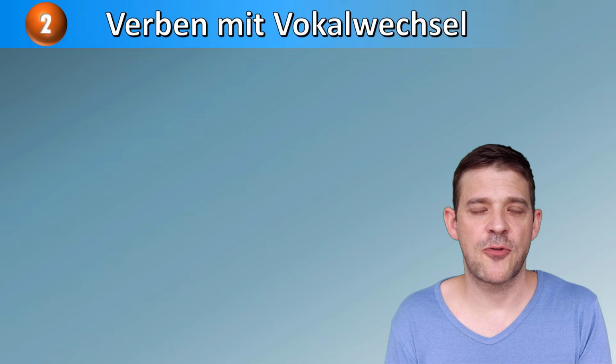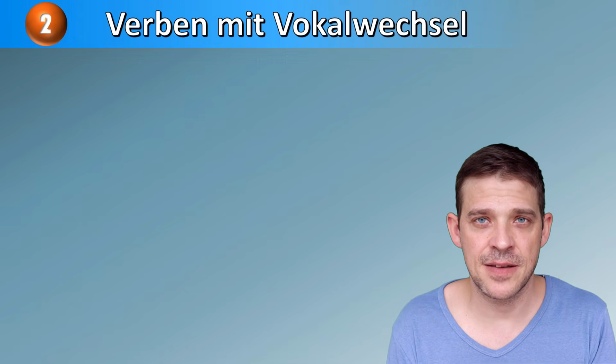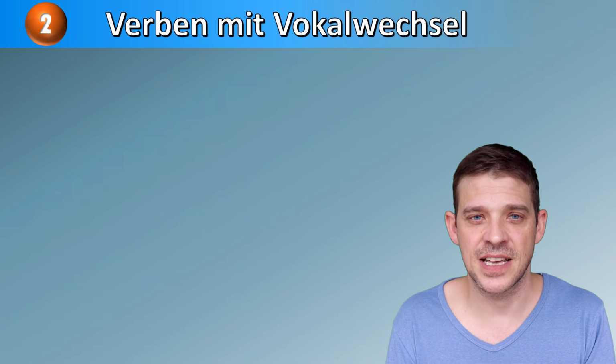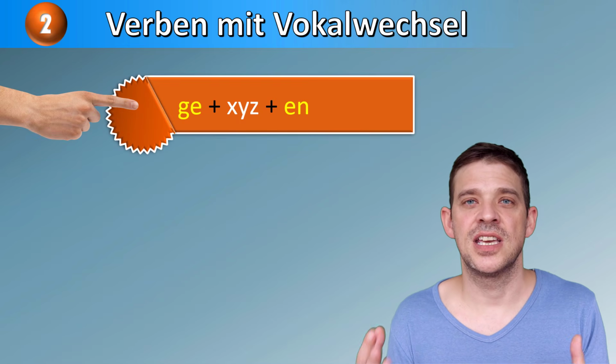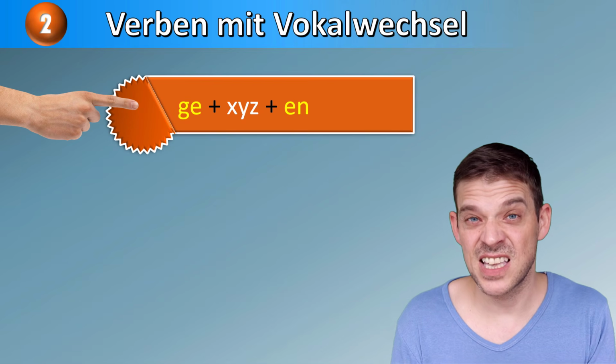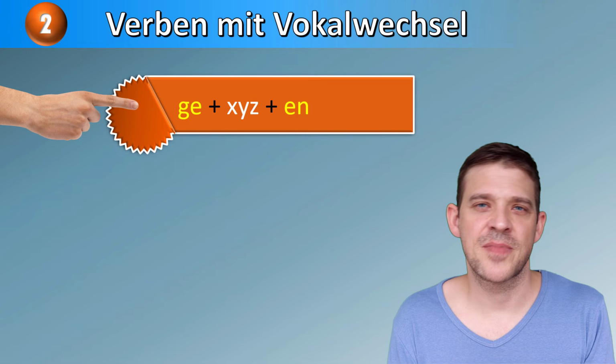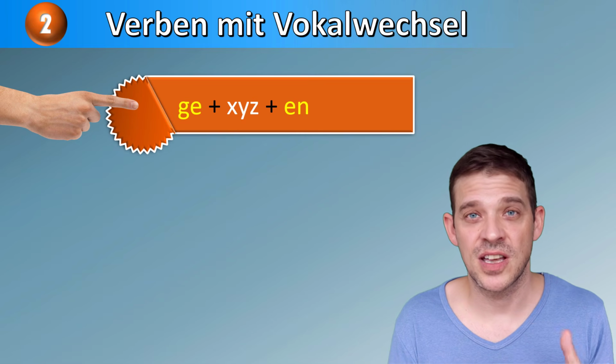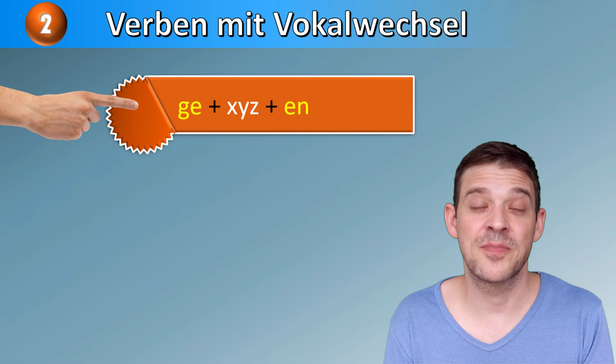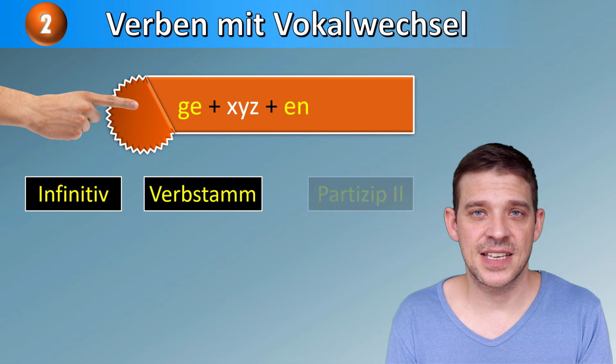Now, Verben mit Vokalwechsel. Number 2 type is Verben mit Vokalwechsel. And here the rule is GE plus XYZ plus EN. Why XYZ? Because the verb stem actually changes. So you cannot say, okay, plus verb stem, because this verb stem changes. Let's look at this in an example.